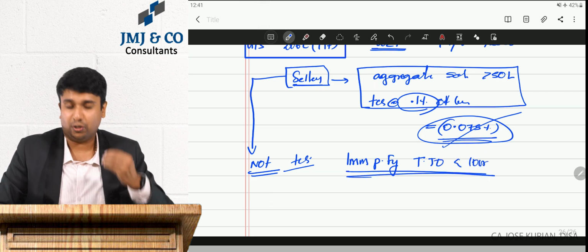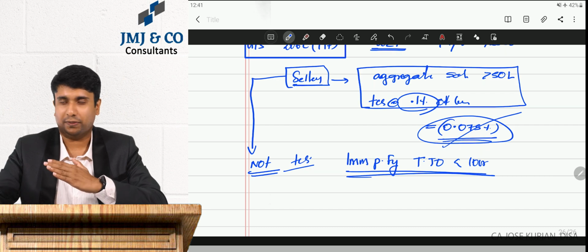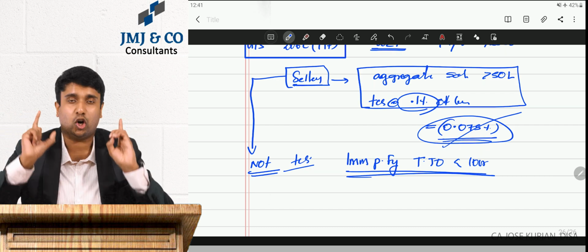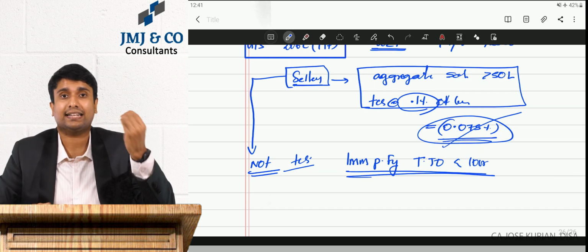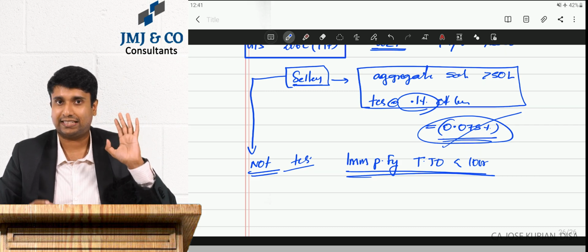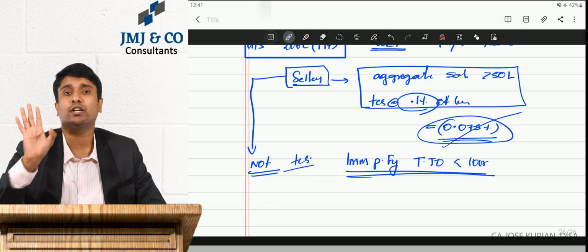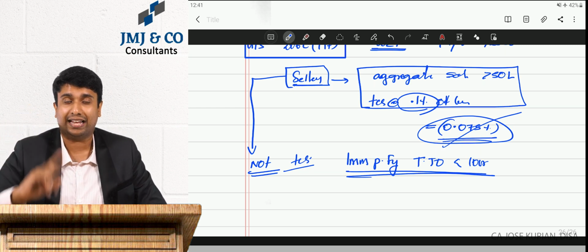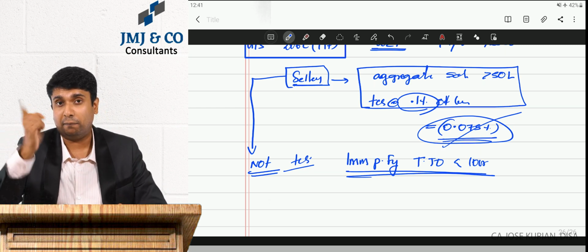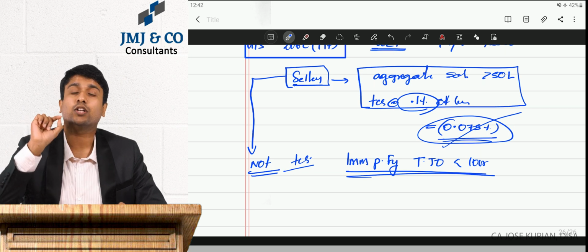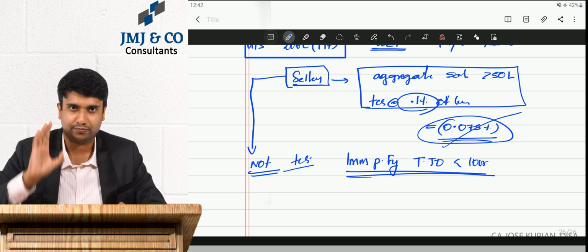So if you are a seller and you are selling goods to a person and the sales value is normally exceeding 50 lakhs, then on that excess 0.1% is the TCS that you have to collect being a seller. But the Act says the seller is not required to collect TCS on the excess amount of 50 lakh if his immediately preceding financial year's total turnover does not exceed 10 crore.